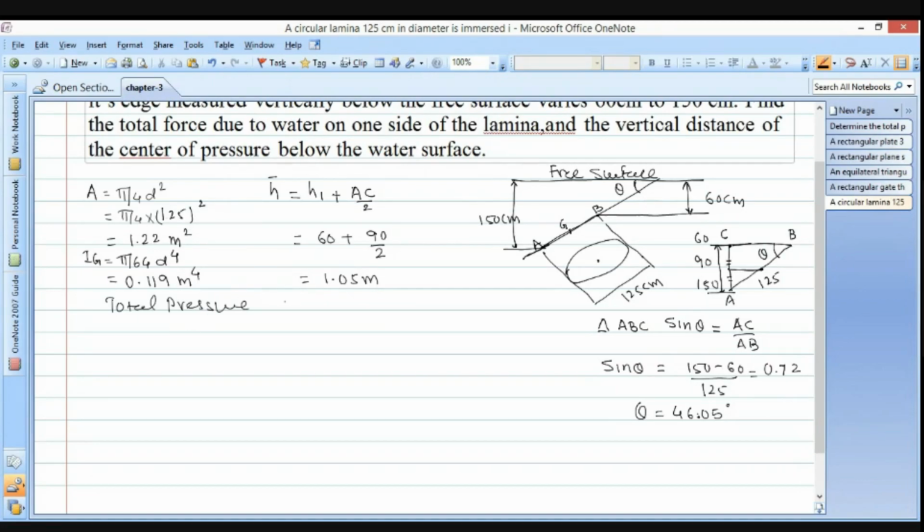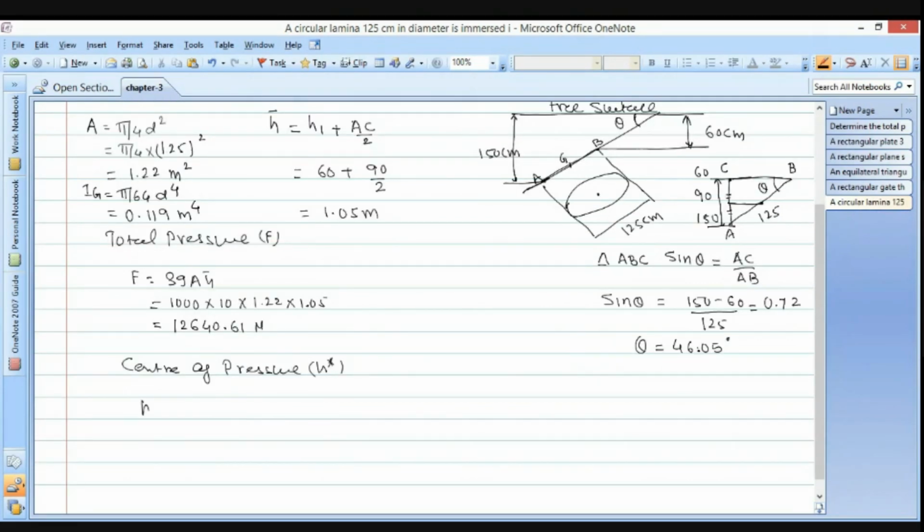So the total pressure force, indicated by F, equals rho g A h bar. For water, the density is 1000, g is 10, the area we have calculated is 1.22, and h bar is 1.05. So our final answer for the total pressure force is 12,840.61 Newton.